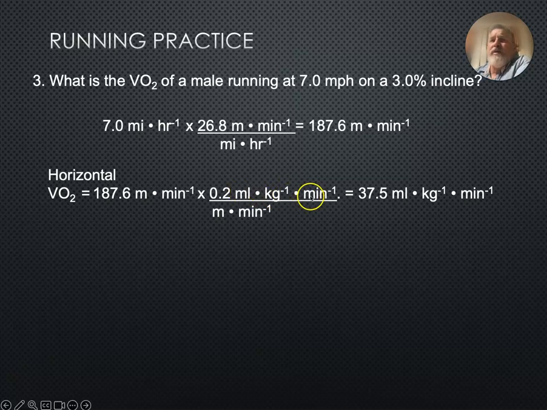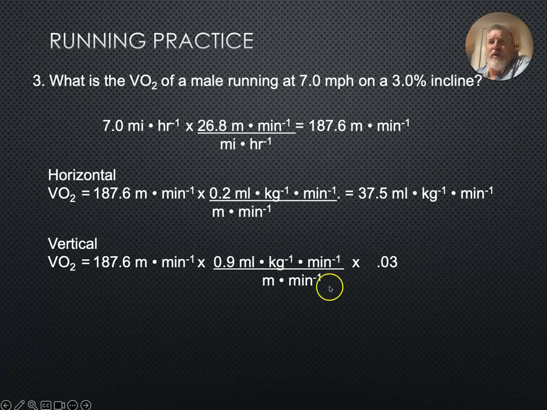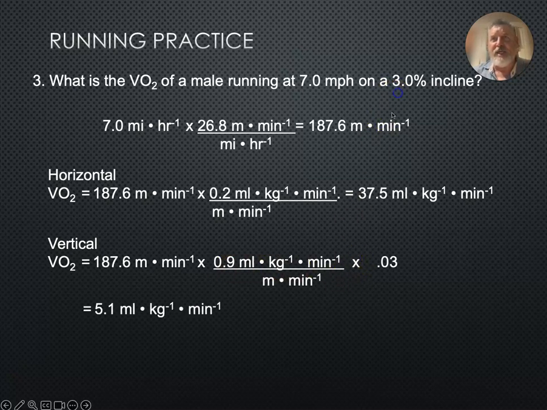So 0.2 mils per kg per minute per meter per minute, and I get 37.5 mils per kg per minute. For the vertical component, I'm going to multiply my speed, 187.6 meters per minute, times my coefficient, that's a given, 0.9. Remember, for walking it's 1.8, but for running it's 0.9. And I have to multiply this by the percent incline represented as a decimal.